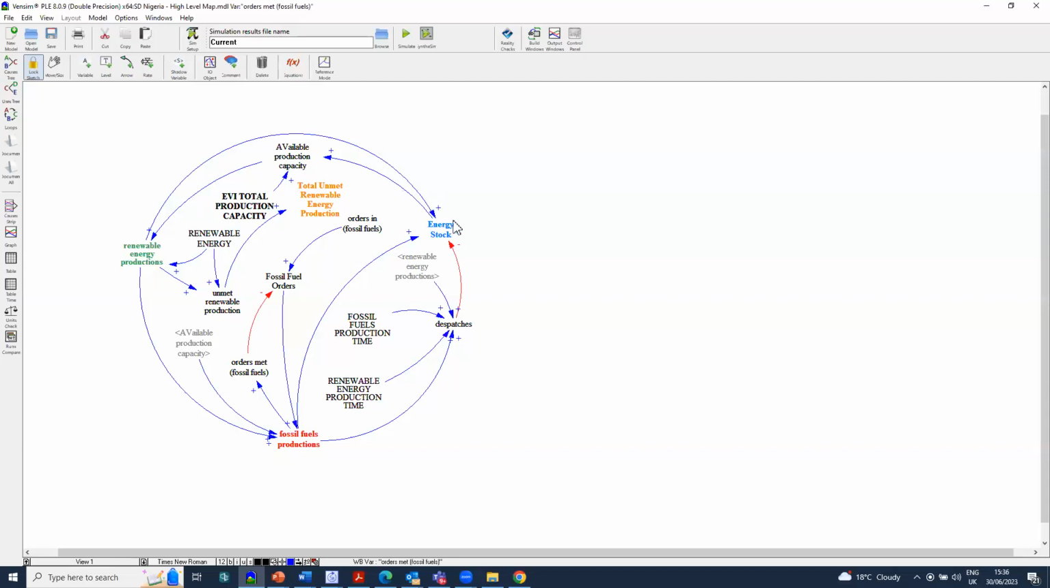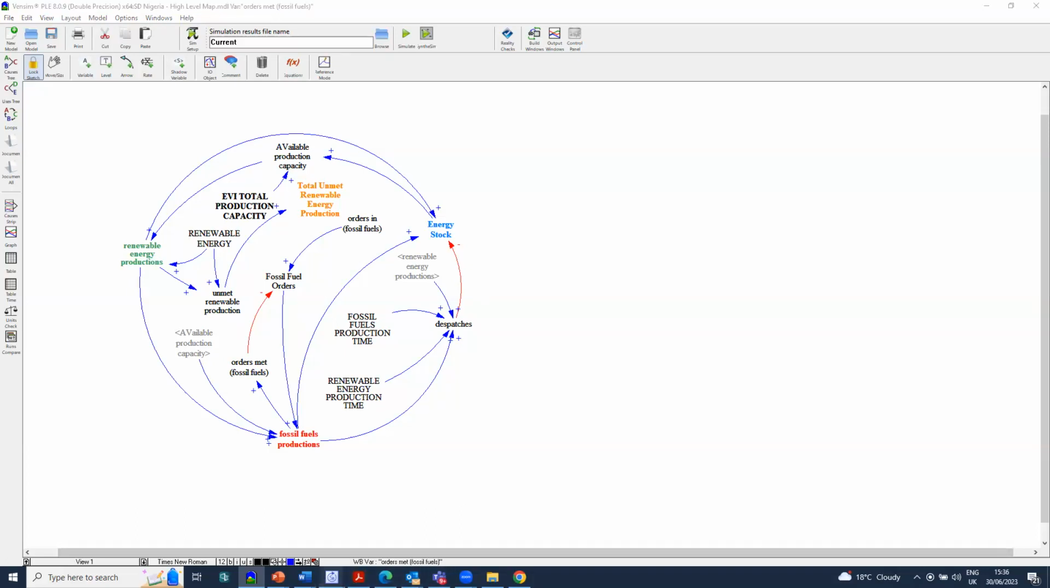So let's take an example. When energy stock is zero, can it dispatch one or two? No. Zero. Yes. But if energy stock is zero, renewable energy production can still increase. So when you draw the causal loop diagrams, this is the way you represent it. For anything that is adding to it, you get the arrow into it. For anything that is taken away from it, you get the arrow out of it.